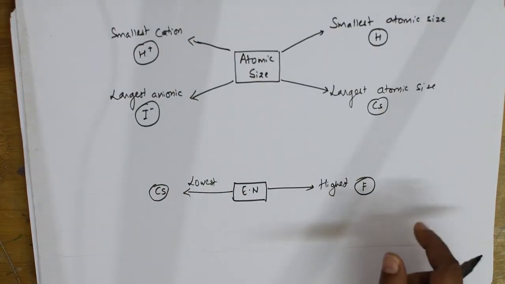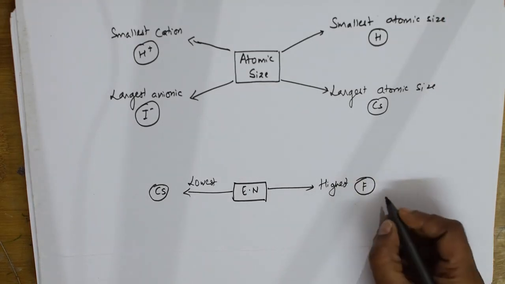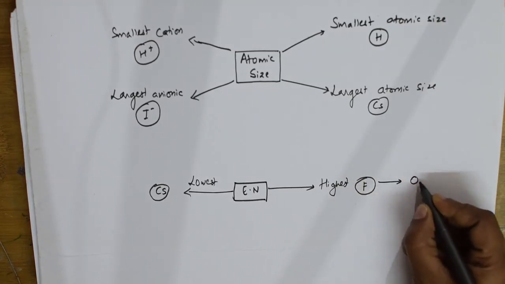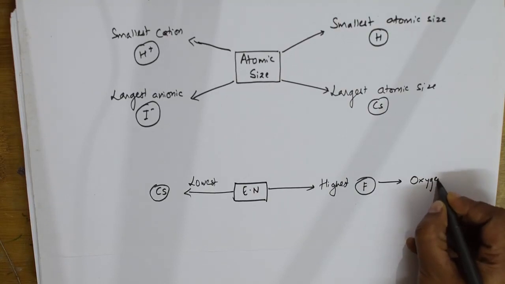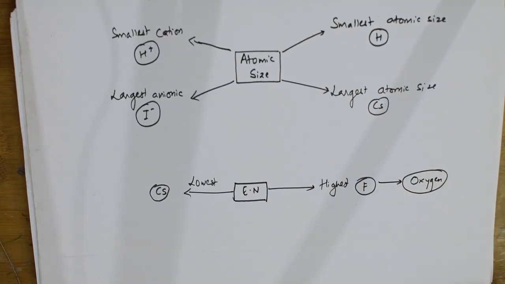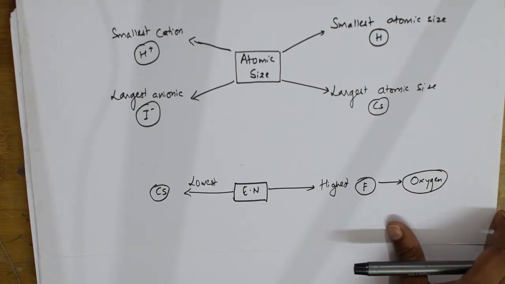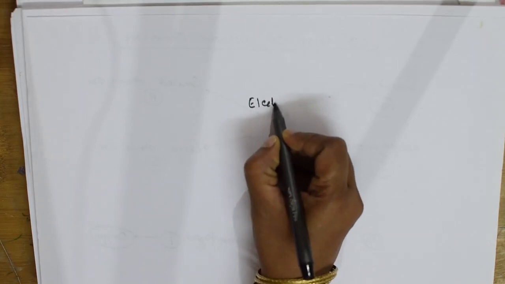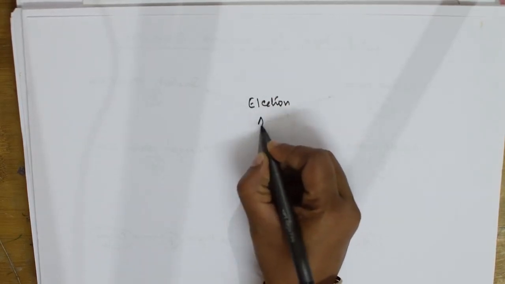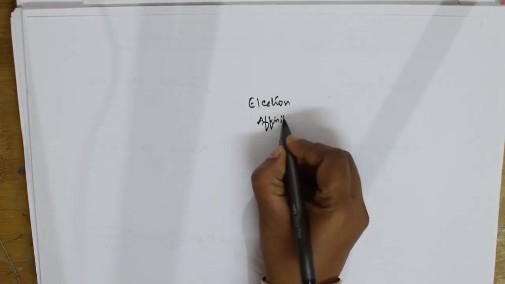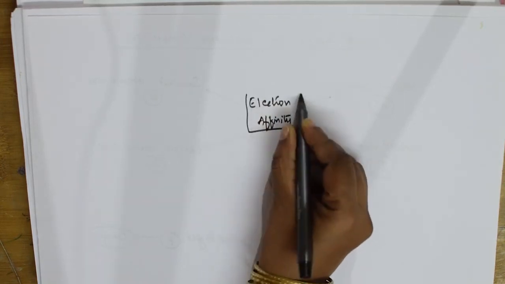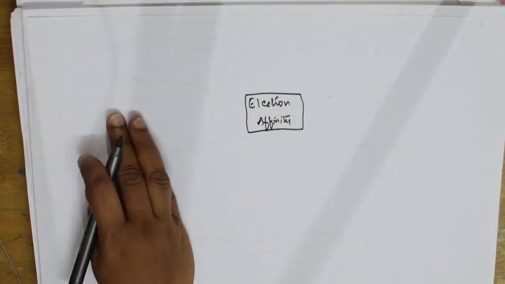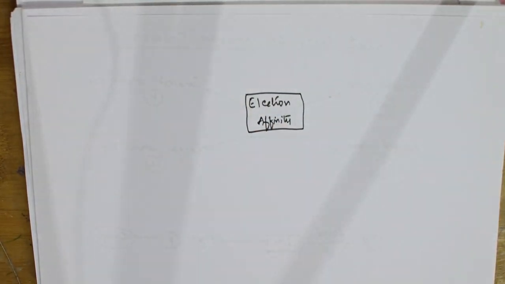After fluorine, the next element in the periodic table is oxygen. Correct? So oxygen is the next electronegative element. Done, students. Now let's come back to the next factor, that is electron affinity. So when I take electron affinity as the next concept, again I will take the same square box and make two categories under this. Lowest I'll take on this side, highest I'll take on this side.